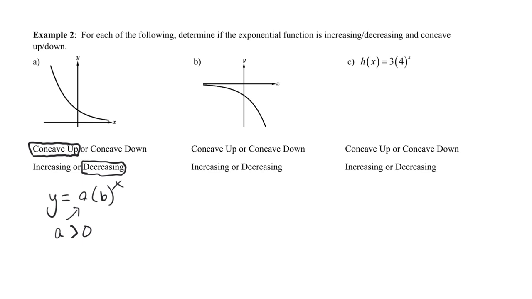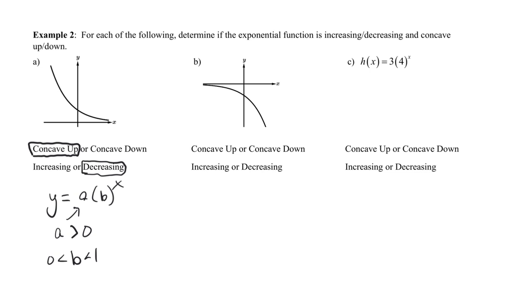What about B? Do we know anything about B? Well, we do. We know that it's got to be either in between 0 and 1 or greater than 1, right? Is this a growth model or decay model? Well, I'm getting smaller, so it's decay. That means I have to be between 0 and 1. Why don't you pause the video and try B on your own?